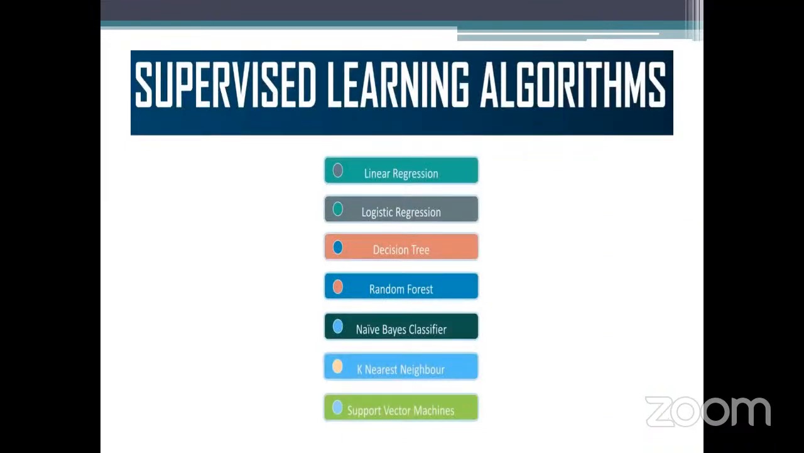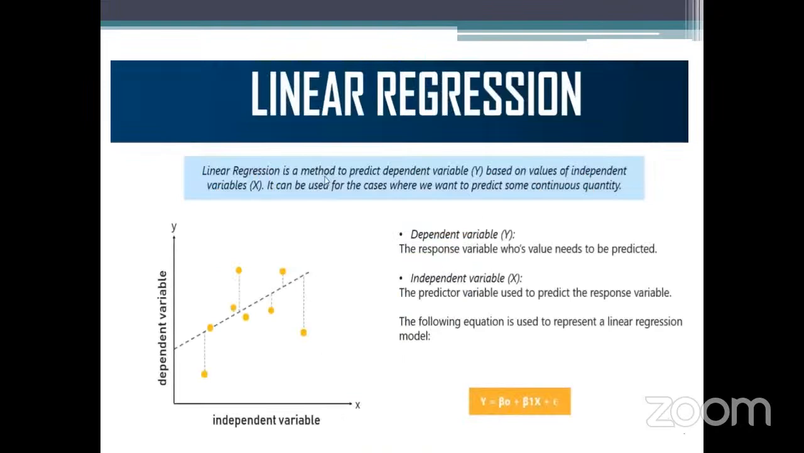Now, let's move on and discuss different types of machine learning algorithms. We will discuss linear regression, logistic regression, decision tree, random forest, naive-Bayes classifier, k-nearest neighbor, and support vector machines. These are the algorithms of supervised learning. Let's look at linear regression first.